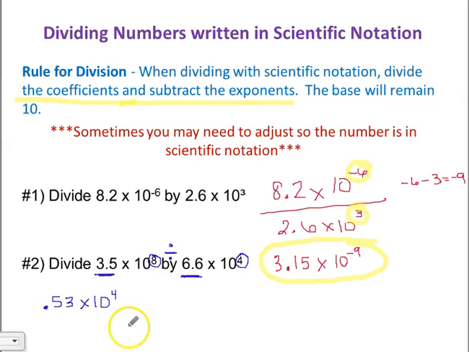Are we done? Are we in correct scientific notation? No. We need to move this decimal to the right one place so that it's between that 5 and 3, so that our coefficient is greater than or equal to 1, but less than 10. Since, remember, it's a positive exponent of 4, which would tell us initially we needed to move that decimal 4 places to the right. But we've already moved it 1 place to the right, so I'm going to change my power so that it's only to the 3rd power. And then, now we are done.